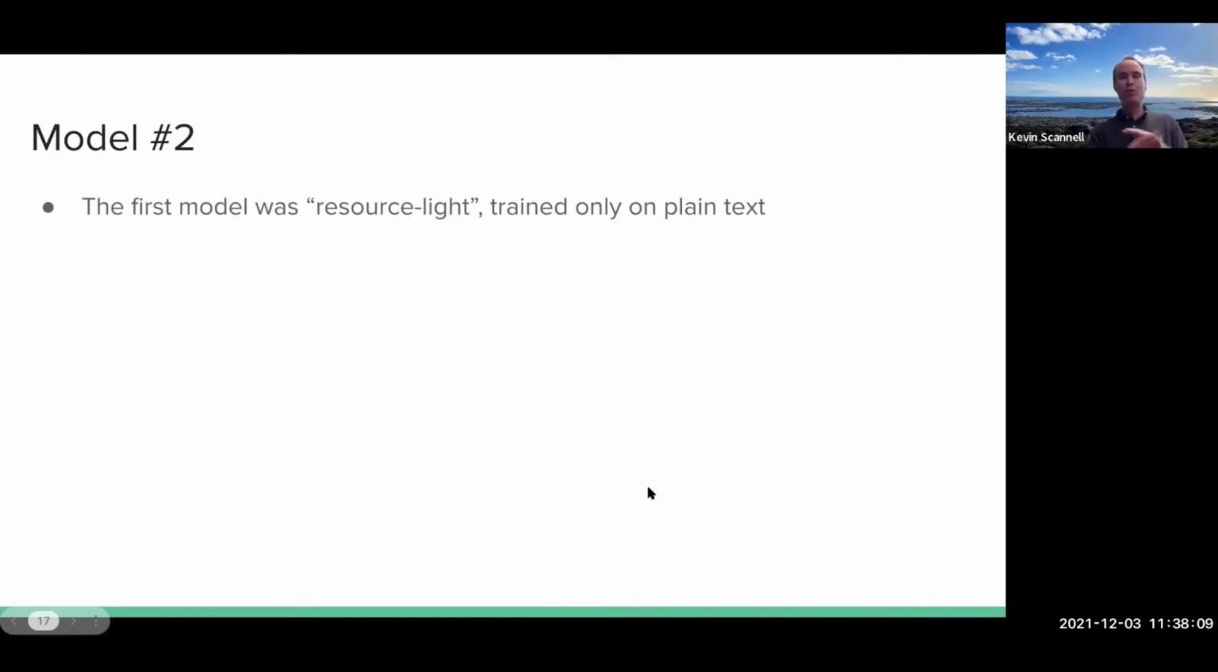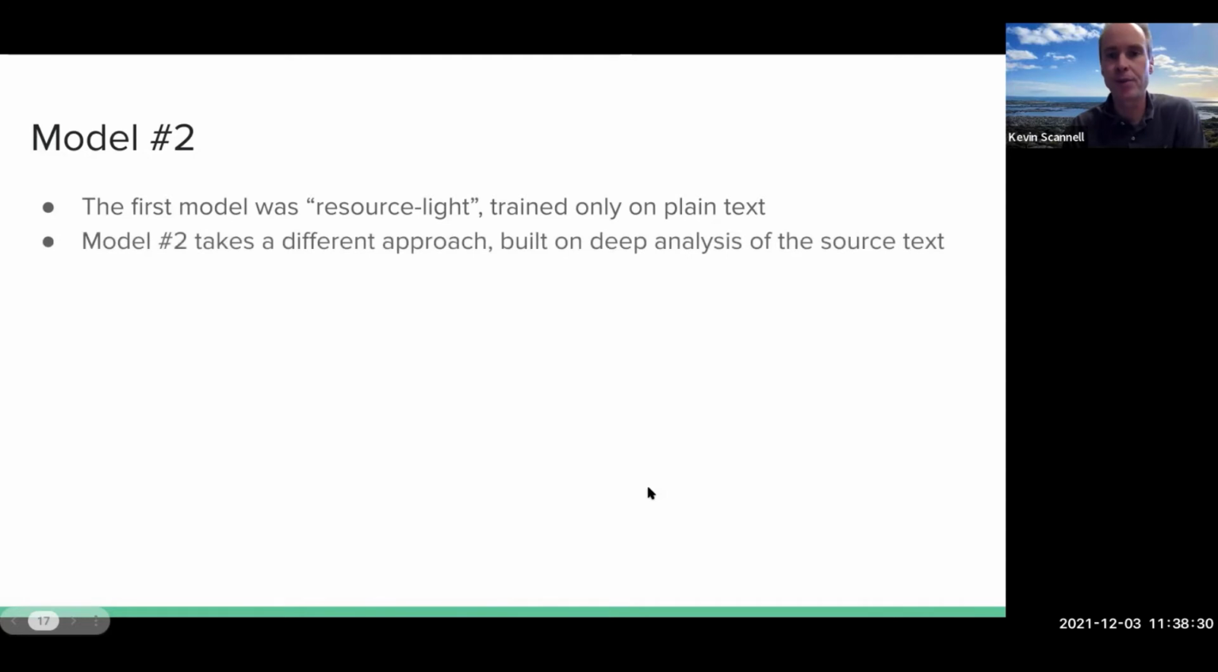So I have 2 completely separate approaches to this problem. And the one I just described is what I would call knowledge light or resource light. It goes in knowing nothing about grammar or linguistics and trained just on plain text. The other approach is to go very much in the other direction. So namely, to take a linguistic approach, so do a deep linguistic analysis of the source text before you try and make any predictions.